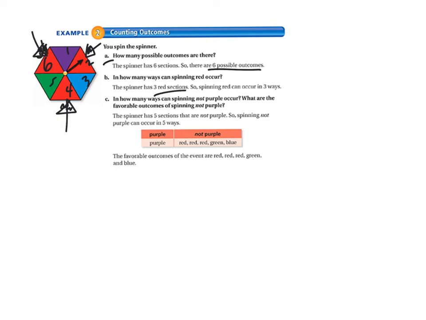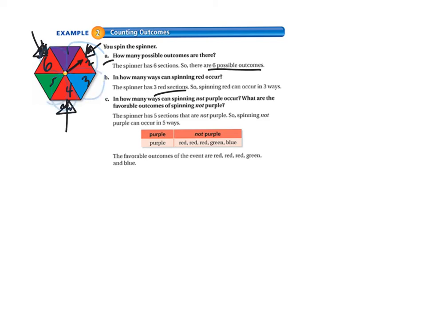In how many ways can spinning not purple occur? What are the favorable outcomes of spinning not purple? So the wording sounds really weird. Just try to disregard that. So the question is, how many sections are not purple? Okay, so I'm going to look at this, and I can see that I've got the color red occurring. Let's do a different color highlighter. I've got red over here, I've got blue, and I've got green.